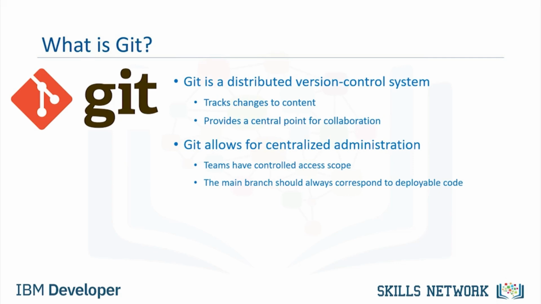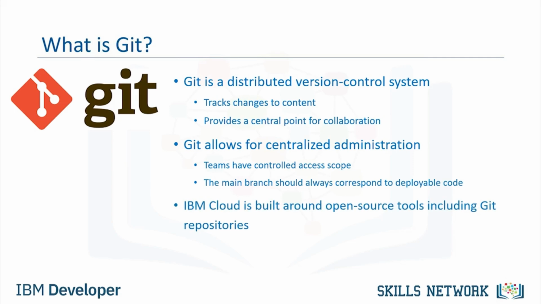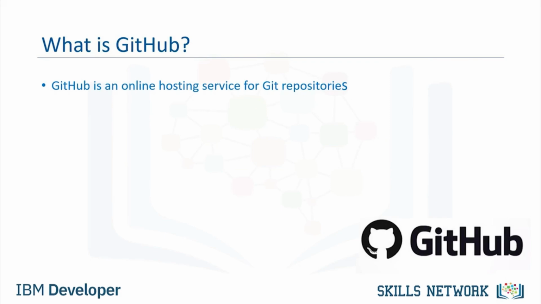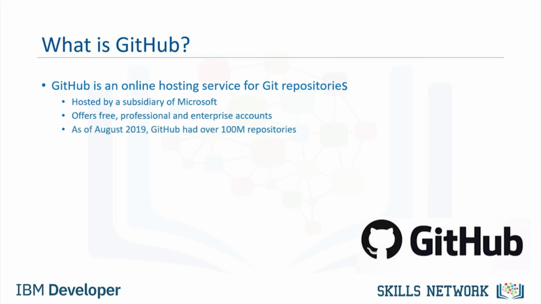Git can coexist locally, such as through the GitHub desktop client, or it can be used directly through a browser connected to the GitHub web interface. IBM Cloud is based on sound and established open-source tools, including Git repositories, often called repos. GitHub is an online hosting service for Git repositories. GitHub is hosted by a subsidiary of Microsoft. GitHub offers free professional and enterprise accounts. As of August 2019, GitHub had over 100 million repositories.